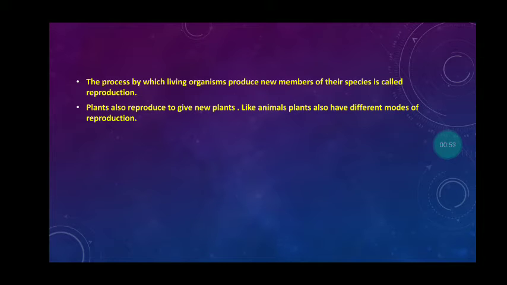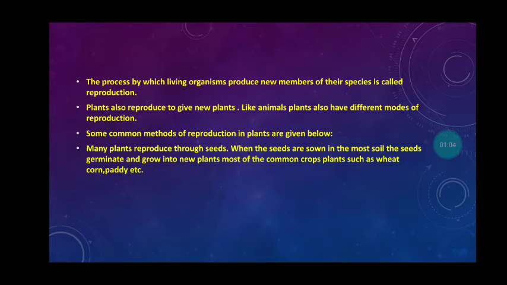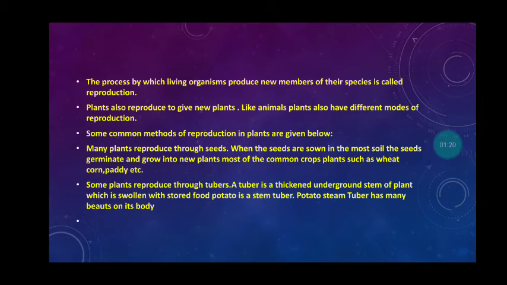Plants also reproduce to give new plants. Like animals, plants also have different modes of reproduction. Some common methods of reproduction in plants are given below. The first one is that many plants reproduce through seeds. When the seed is sown in moist soil, the seeds germinate and grow into new plants. Most of the common crop plants such as wheat, corn, and paddy reproduce this way.